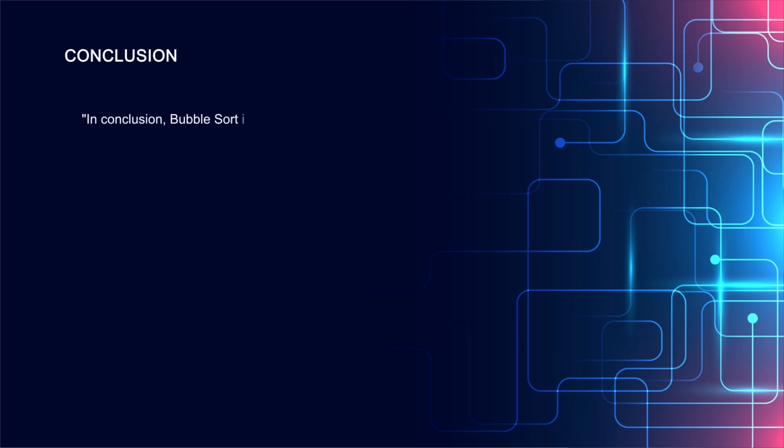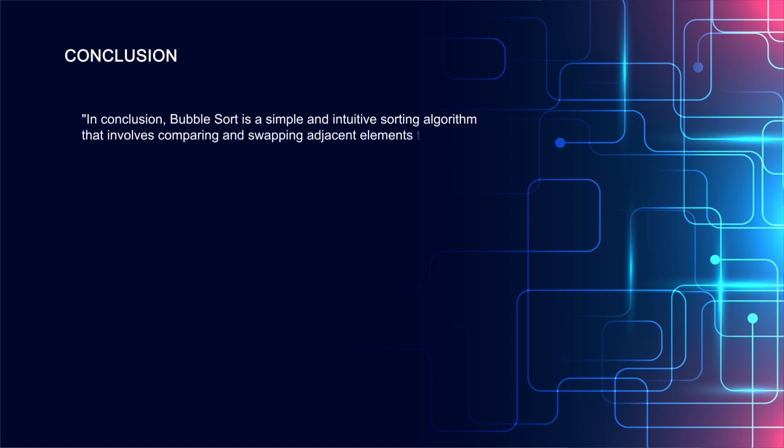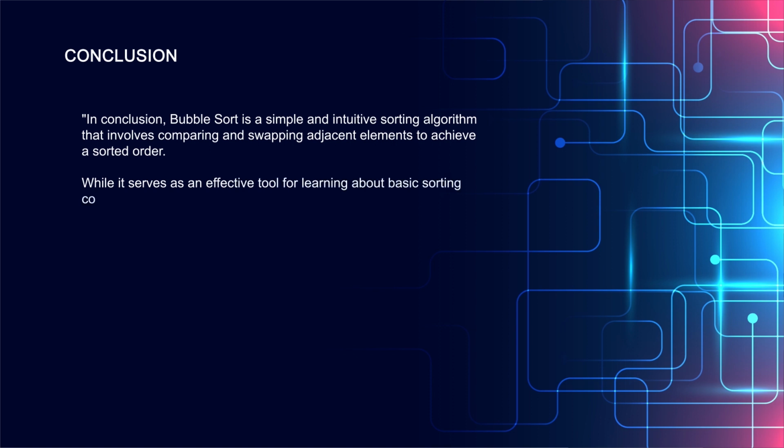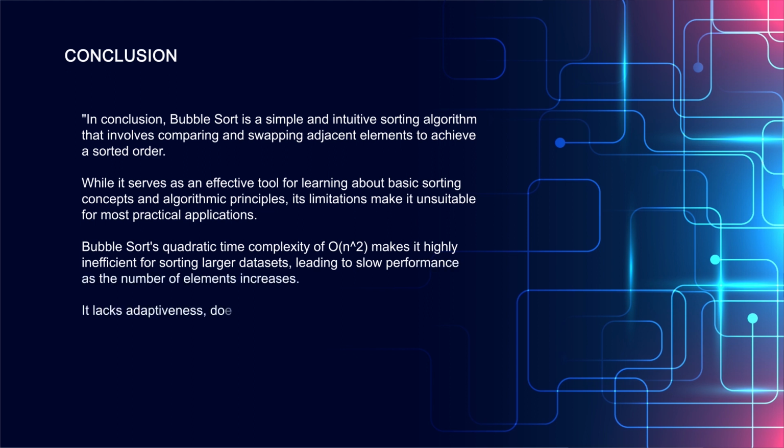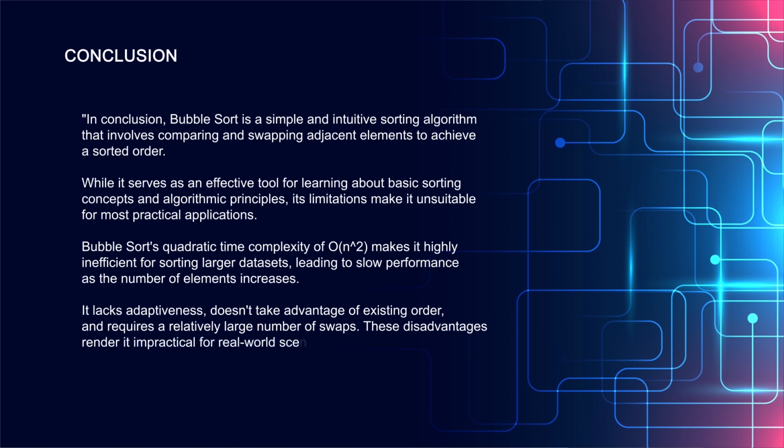Now, I am going to conclude my session. In conclusion, bubble sort is a simple and intuitive sorting algorithm that involves comparing and swapping adjacent elements to achieve a sorted order. While it serves as an effective tool for learning about basic sorting concepts and algorithm principles, its limitations make it unsuitable for most practical applications. Bubble sort's quadratic time complexity, that is order of n square, makes it highly inefficient for sorting larger data sets, leading to slow performance as the number of elements increases in the array.